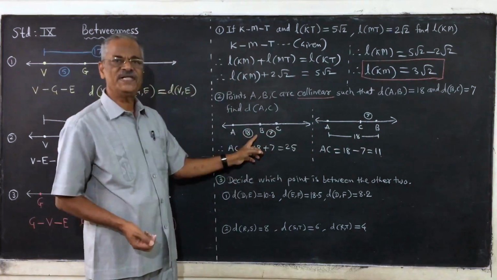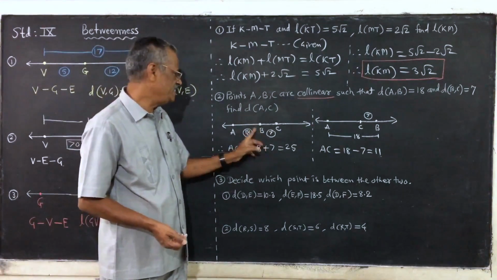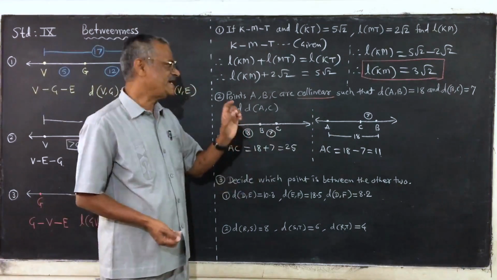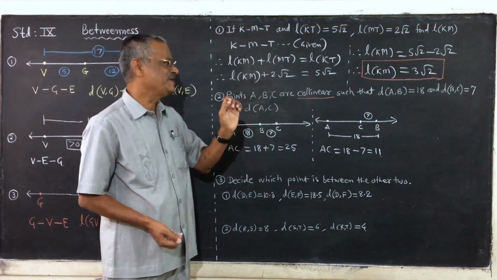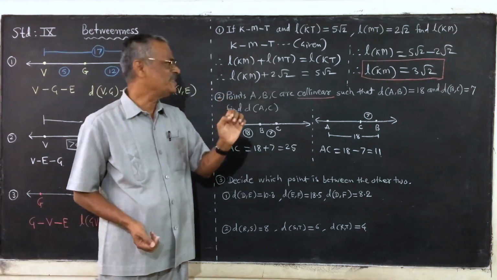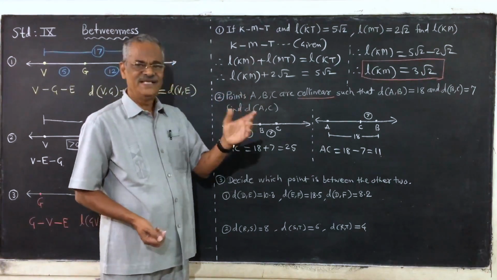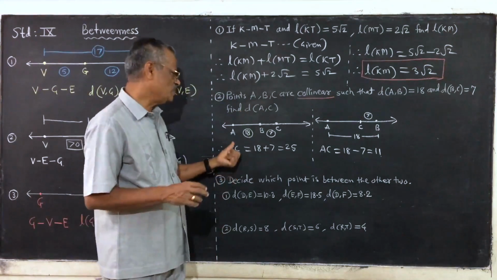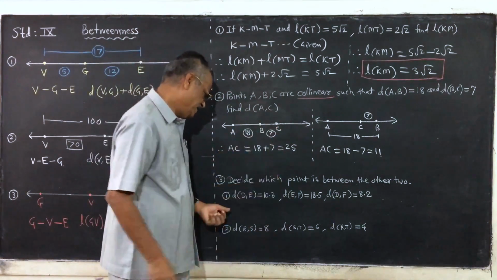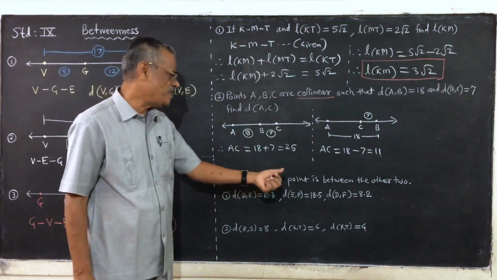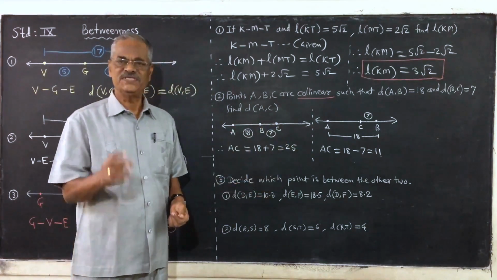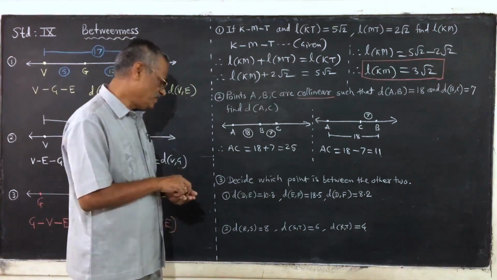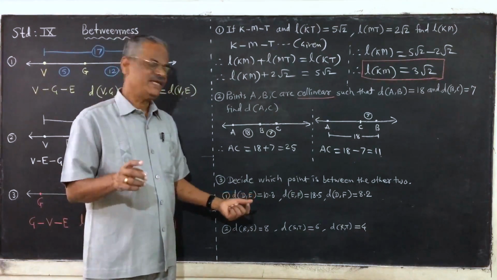In the first possibility we consider B is between A and C. The second possibility is that C is between A and B. You can see that a third possibility is not there, because two possibilities are there. After that, decide which point is between the other two. This is an interesting question for you. How to decide?